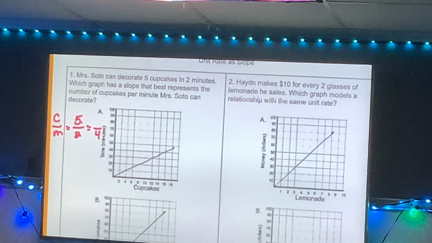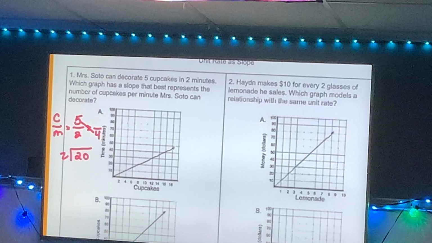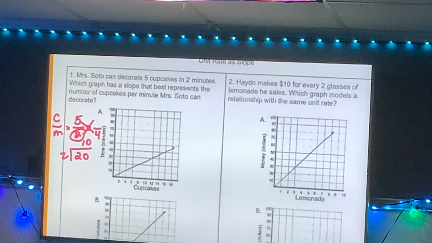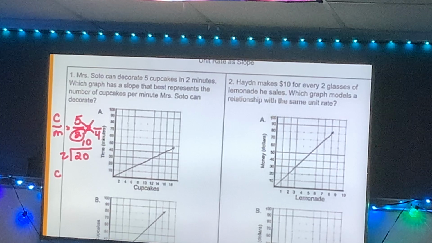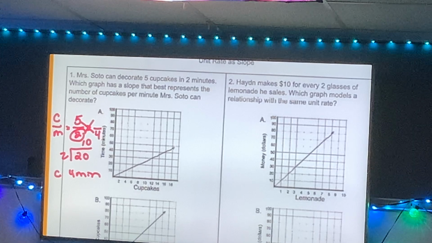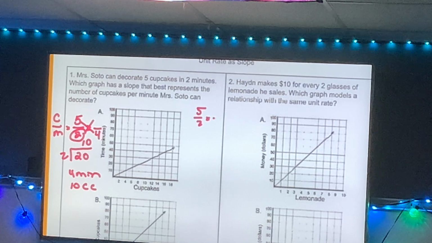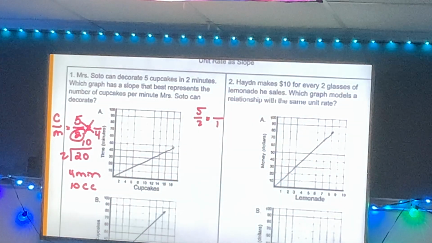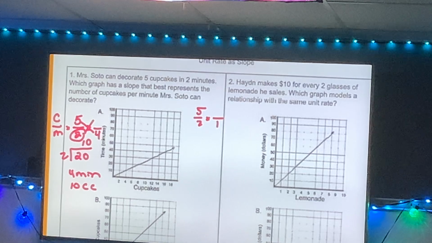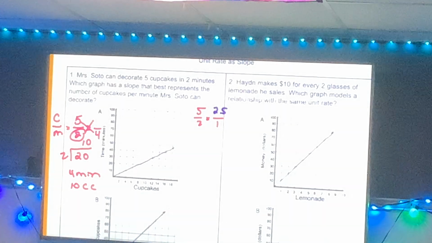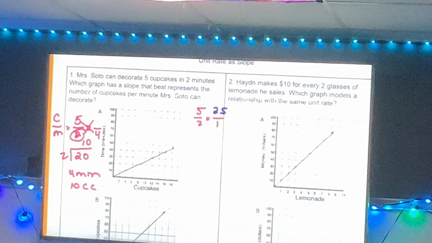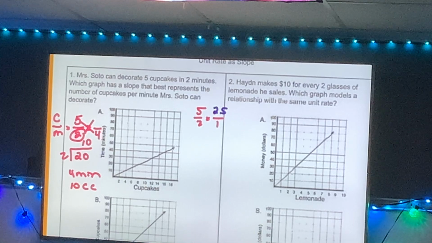Okay? What is 5 times 4? 20. 20 divided by 2. 10. So in 4 minutes, we would make 10 cupcakes. If you wanted to find it out for 1, you could have done this. What is 5 divided by 2? 2.5, right? If you wanted it for 4 minutes, 2.5 times 4 would give you 10. So you can also go that route.